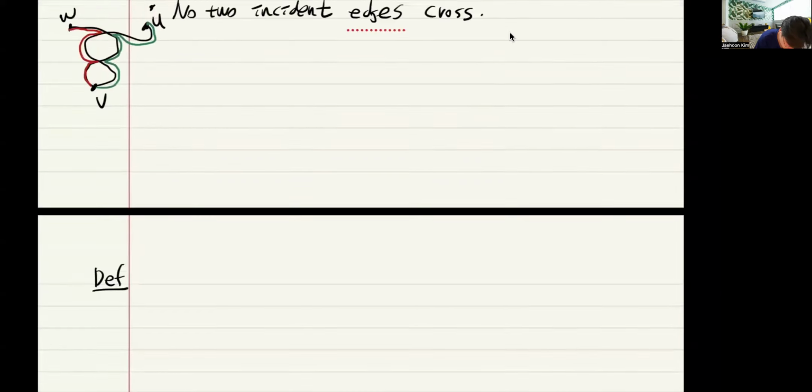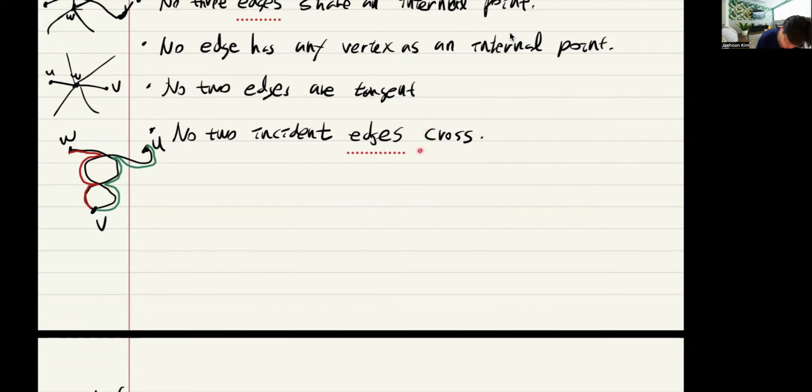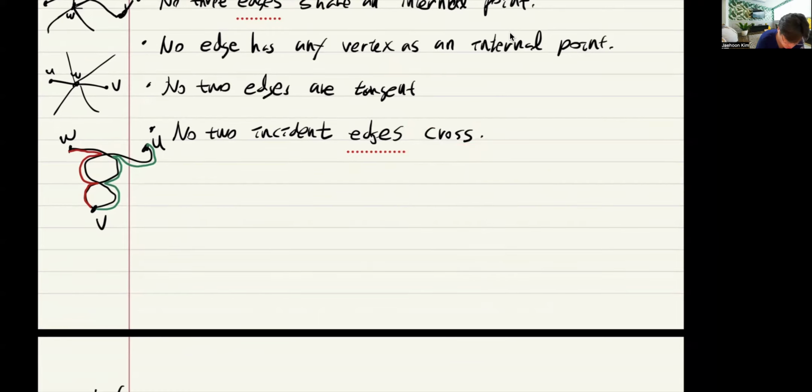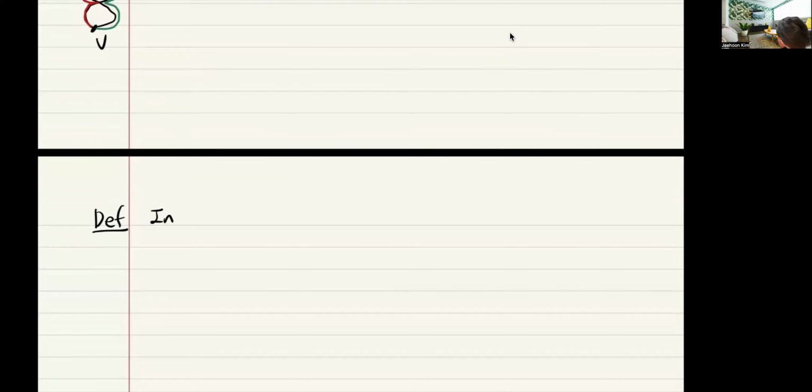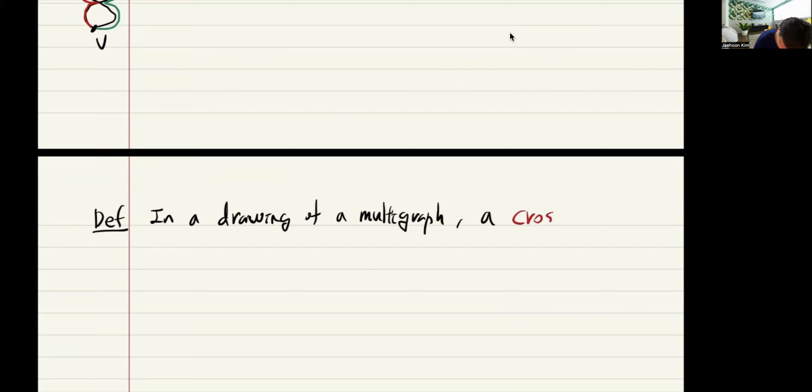Okay. I just said "cross" here, which was not really a well-defined term. We didn't really define what crossing means, but intuitively we know. Here it was crossing two edges. They are intersecting at an internal point. But let's define what it is. In the drawing of a multigraph, a crossing of two edges is a common internal point.